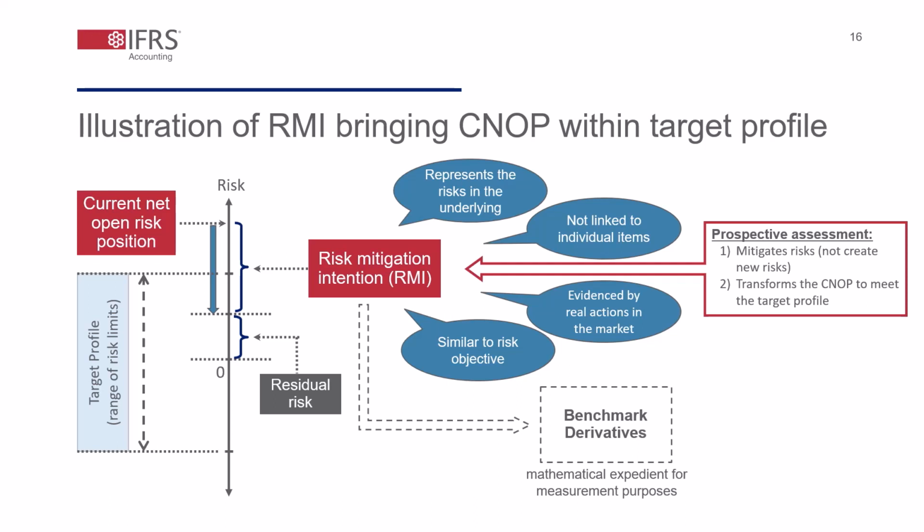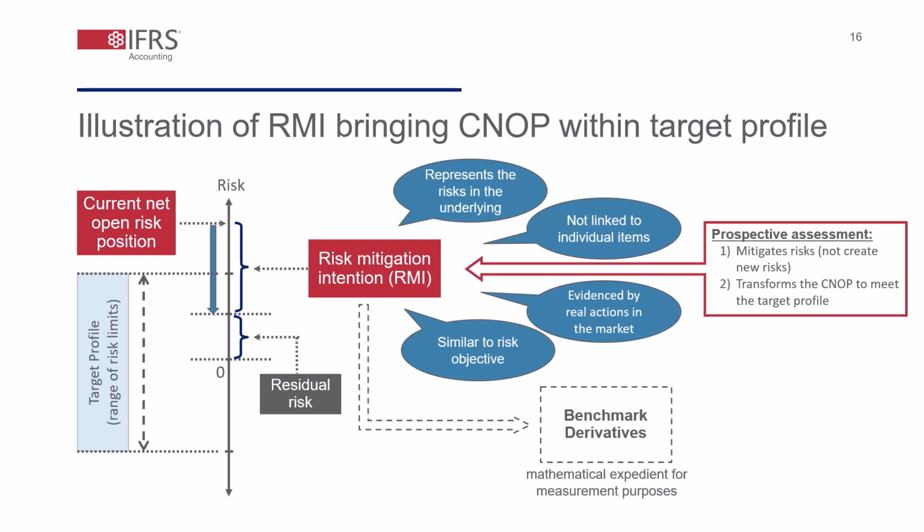As we explained earlier, the risk mitigation intention is just a risk exposure which cannot be measured directly for financial reporting purposes. As a result, the DRM model requires the entity to construct the benchmark derivatives, which will be used as a theoretical single outcome valuation anchor for measurement purposes. Similar to the hypothetical derivatives under the cash flow hedge accounting model, the benchmark derivatives are mathematical expedients to enable the measurement of the risk mitigation intention, and thus they have to fully represent the risk mitigation intention.